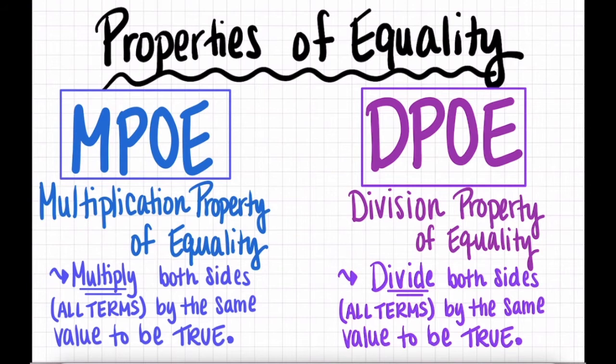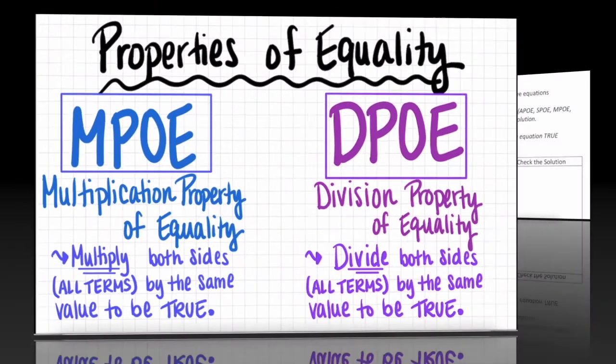Just as a reminder, the multiplication property of equality, or MPOE, means that if you're going to multiply one side of the equation, or all terms on that side, you also have to multiply the other side by the same value for that equation to remain true. The division property of equality, or DPOE, states the same thing, except that we are dividing both sides, all terms on both sides, by the same value for that equation to be true. So let's get into today's equations.